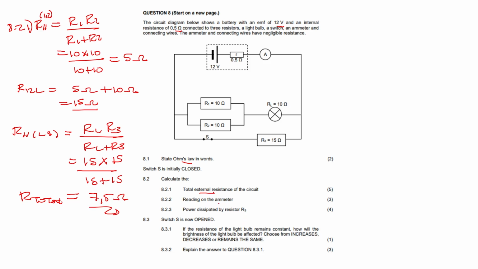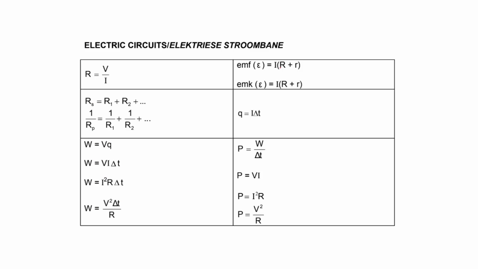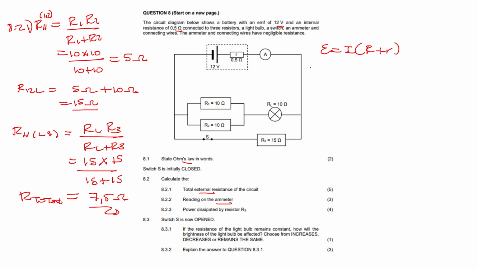8.2.2. The reading on the ammeter. So there we have the ammeter. If we look closely, we can use whatever formula we need. I'm going to use this formula because it will be very easy. They've given me my EMF of 12. I need my current. My external resistance I've just calculated to be 7.5, and my internal resistance was given as 0.5. I put that into my calculator, get I alone to be 1.5 amps.